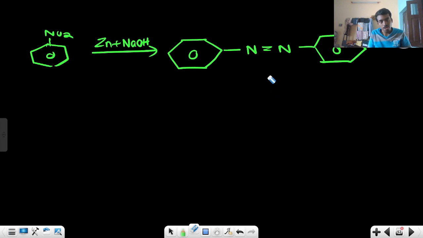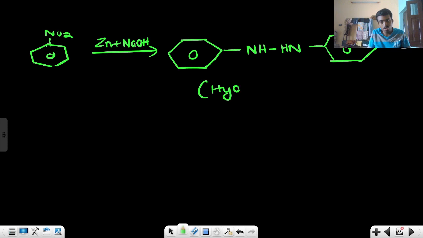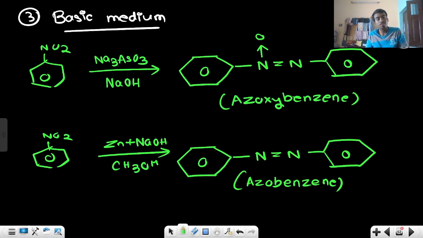This was azobenzene. Here this double bond will not be there, and what it will form is NH. This is called hydrazobenzene. Hyd for hydrogen, hydrazobenzene. Clear? So if you are giving only zinc and sodium hydroxide, you are getting hydrazobenzene. If you are giving zinc and sodium hydroxide in presence of methanol, you are getting azobenzene. And if you are giving sodium arsenite in presence of sodium hydroxide, you are getting azoxybenzene.